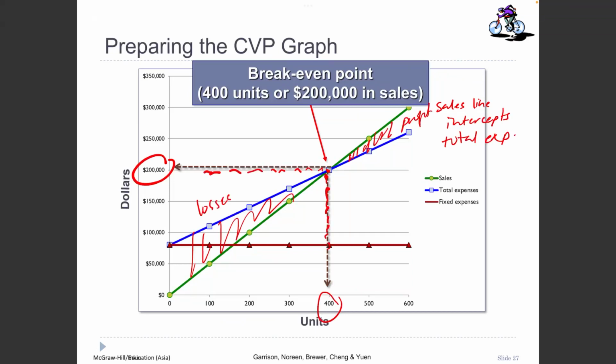Okay, so it means that if you sell less than 400 units, you will be getting losses. But if you sell more than 400 units, you will be getting profit.